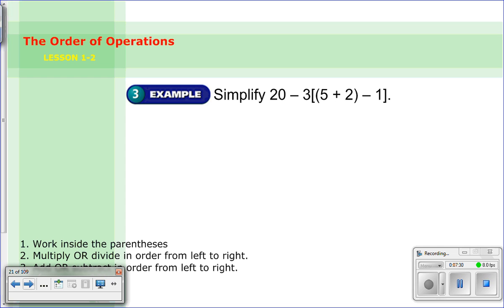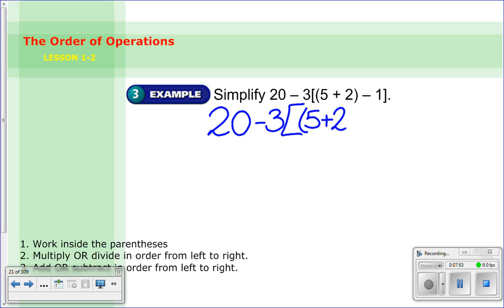All right, so now we have this one, and oh boy, they just keep getting a little more difficult. It says simplify 20 minus 3 times the sum 5 plus 2 minus 1. So you need to go ahead and solve this. And this is one where we actually have grouping signs. We actually have 2 pairs. All right, so we're going to solve this one together, or at least pieces of it.